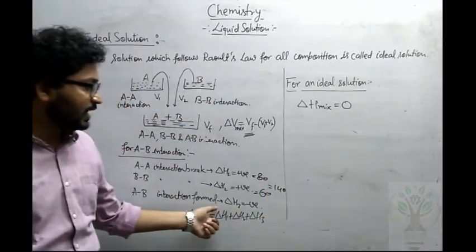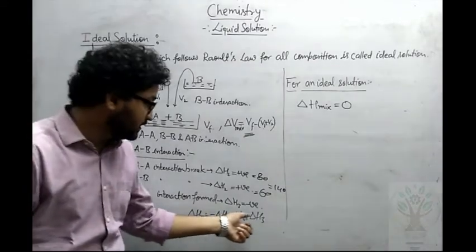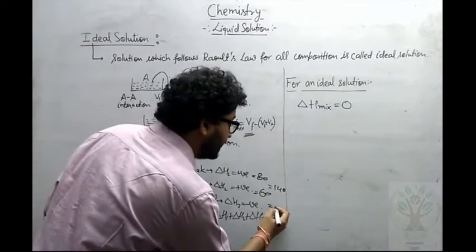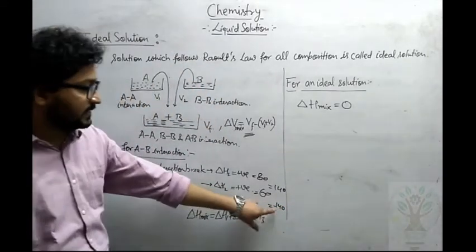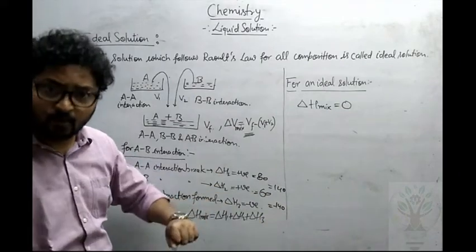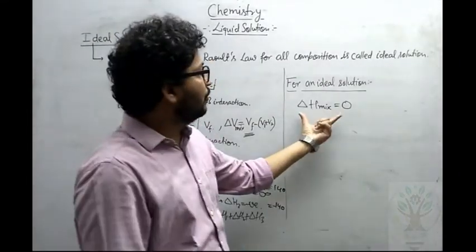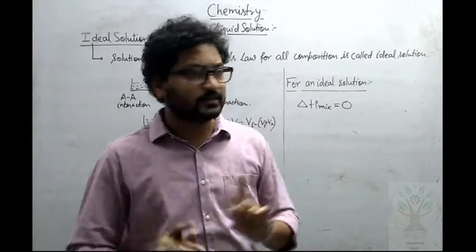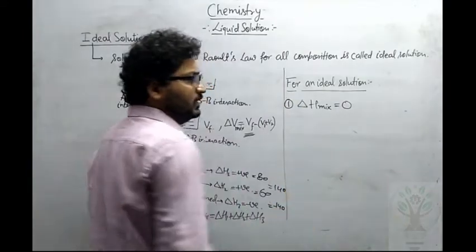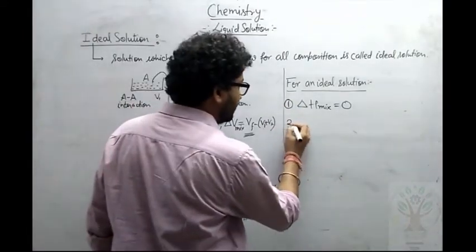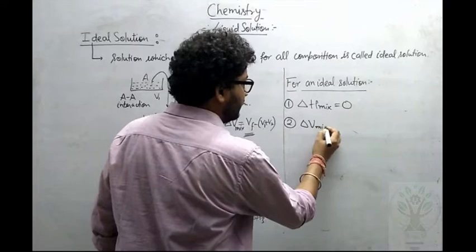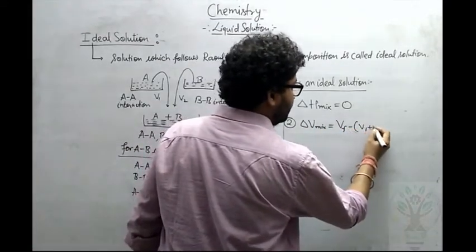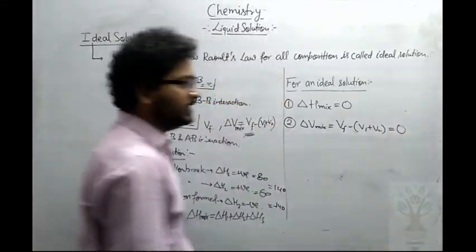So how much energy will be released for the formation of AB interaction? It must be minus 140. If it is not minus 140, the net delta H will never be 0. Are you getting this? Means no net change in enthalpy must be there. Clear? This is the first condition for an ideal solution. Now second, what was delta V mixing? Delta V mixing was V final minus V initial, and let me tell you, this should also be 0.